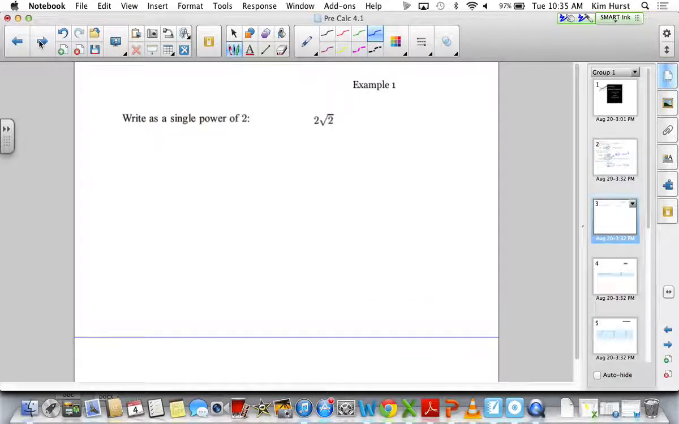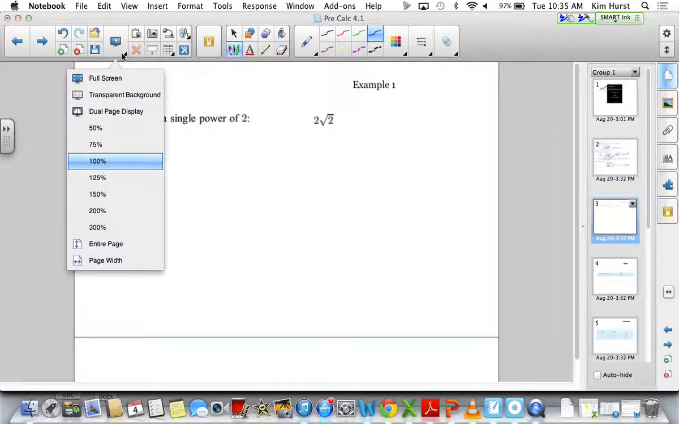All right, so we want to write this as a single power of 2. In a lot of these, your questions are going to ask things like this. So if I have this, let's see if we can go back to full screen now.